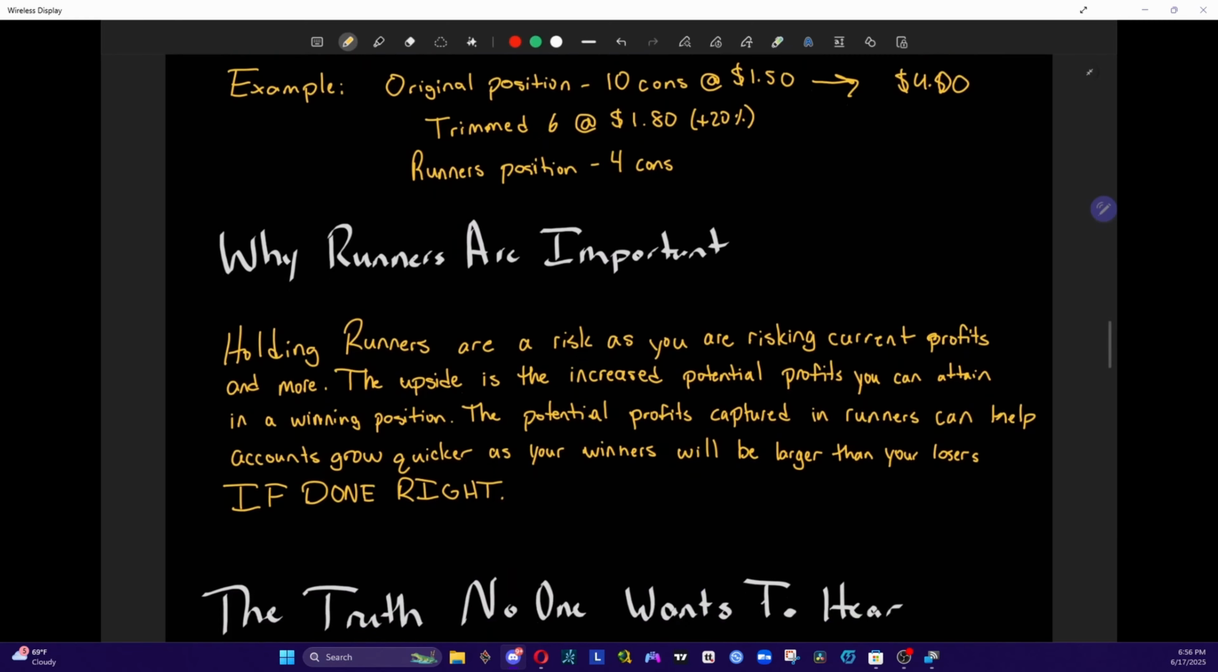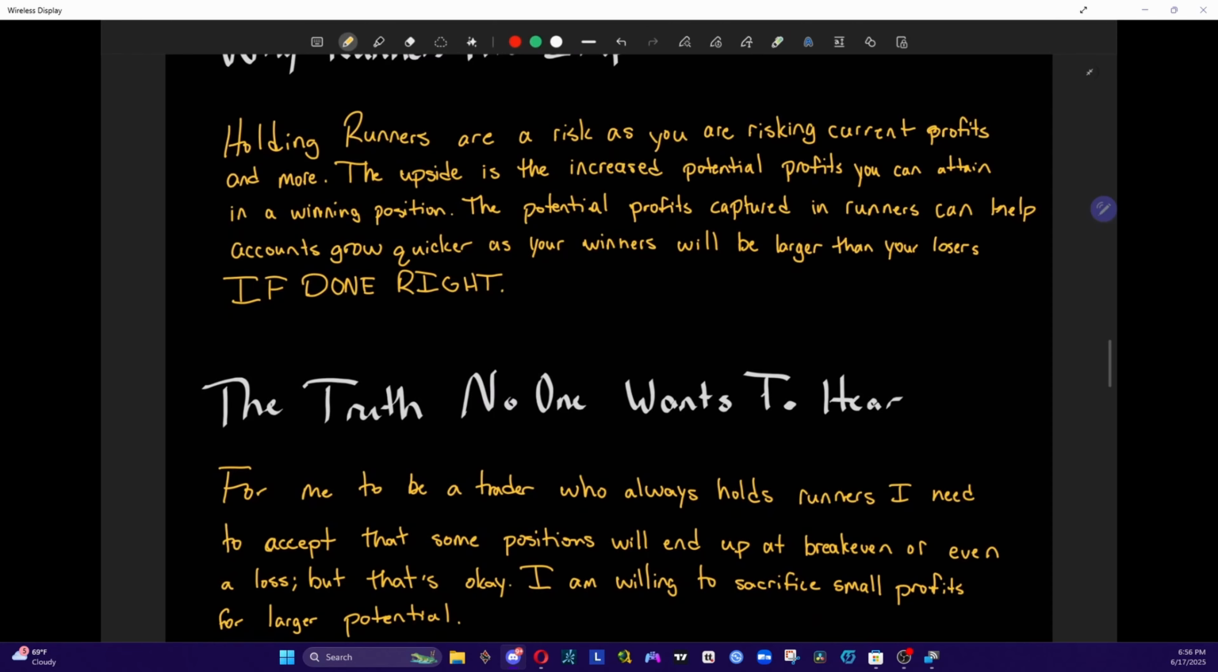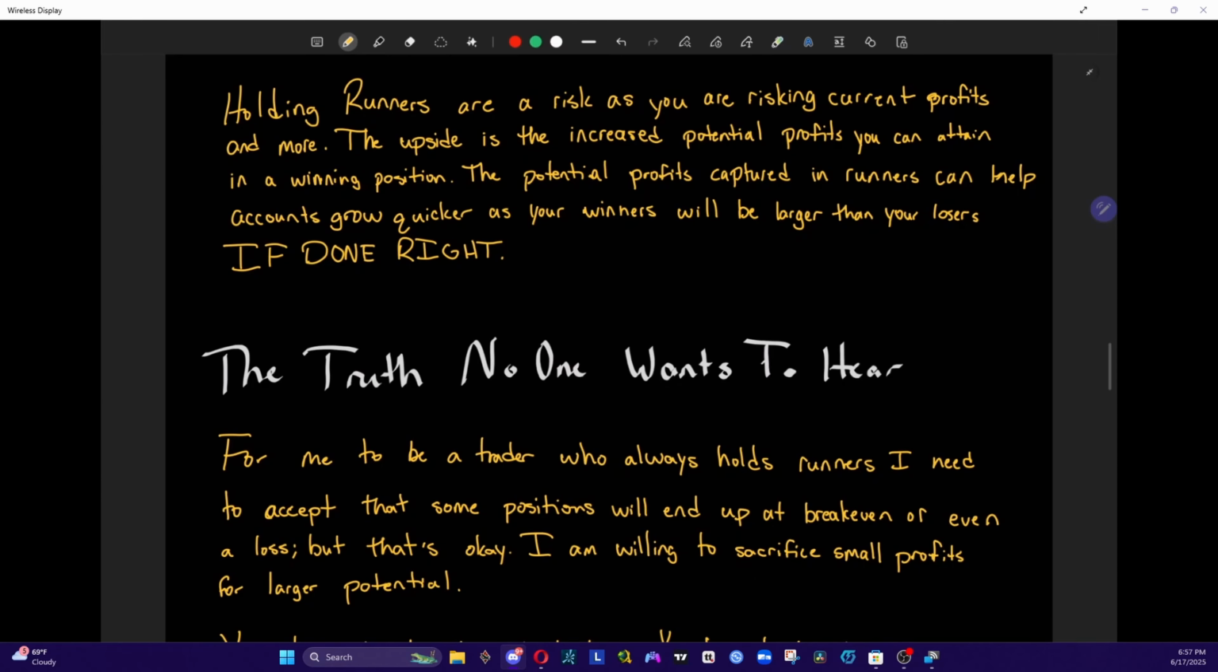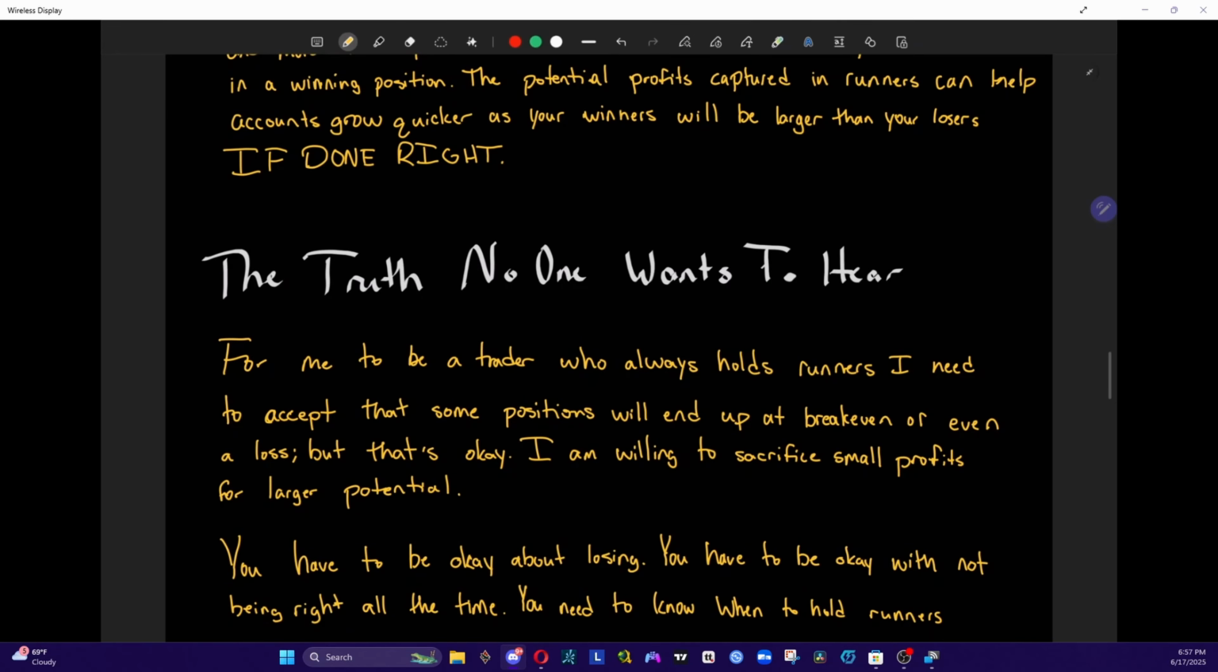But anyway, moving on. The truth that no one wants to hear. For me to be a trader who always holds runners, I need to accept the fact that some positions will end up at break even or even at a loss. But that's okay for me. I'm willing to sacrifice small profits for larger potential profits. You have to be okay about losing. You have to be okay with not being right all the time. And you need to know when to hold runners.